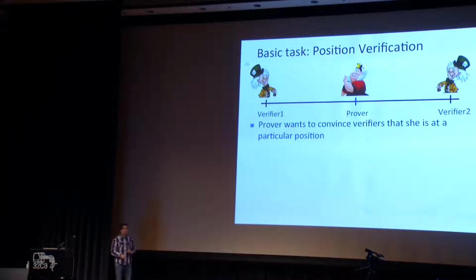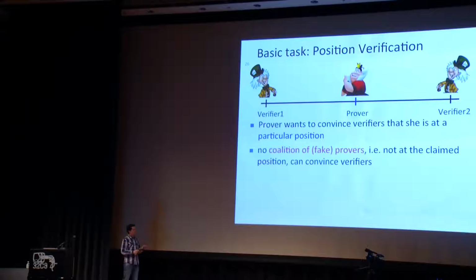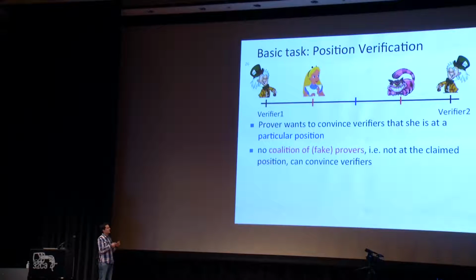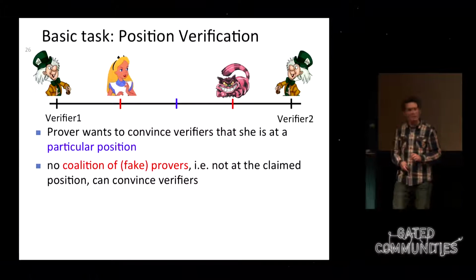And what we want to make sure is that no coalition of fake provers, and I'm going to call fake provers everybody that is not at this blue line, except the verifiers. So for instance, evil Alice and evil Bob, even if they collaborate, they shouldn't be able to convince the verifiers that one of them is at this blue line. That's going to be the task I want to solve.